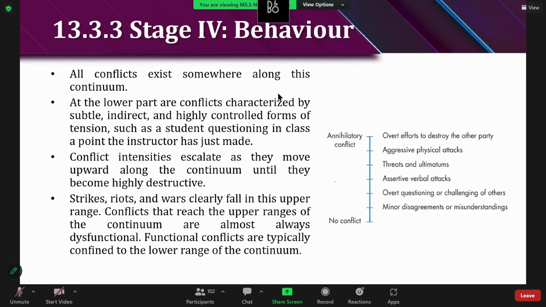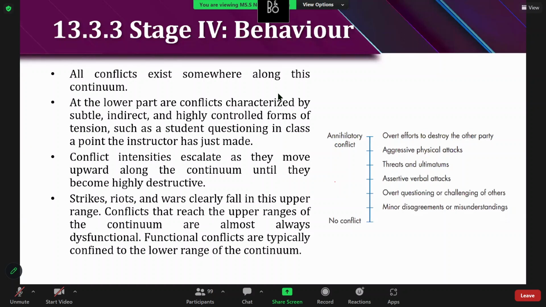So all conflict exists somewhere along this continuum. We can expect the behavior of people to exist somewhere along this continuum. The lower part of this continuum is characterized by subtle, indirect, and highly controlled forms of tension, such as a student questioning, in class, a point that the instructor has just made. That is very indirect and highly controlled behavior. And when the intensity of the conflict escalates, it moves upward along the continuum until it becomes highly destructive.